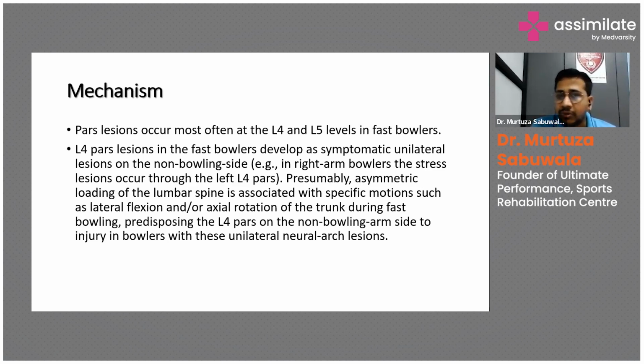This pars lesion often occurs at the L4, L5 level of the lumbar spine. An L4 pars lesion in a fast bowler develops as a symptomatic unilateral lesion on the non-bowling side. That is, in right-arm bowlers, the stress occurs on the left L4 lumbar spine pars. Presumably, the asymmetric loading of the lumbar spine associated with specific motions, such as lateral flexion or axial rotation of the trunk during fast bowling, predisposes to an L4 lesion on the non-bowling side of the bowler's arm. So this is very, very important information.